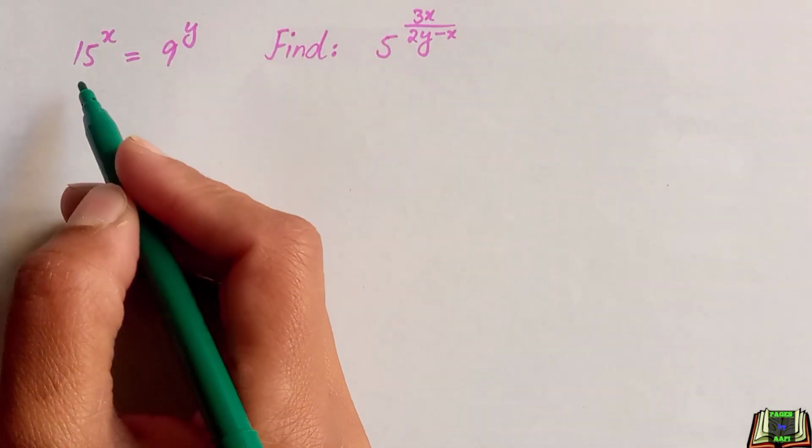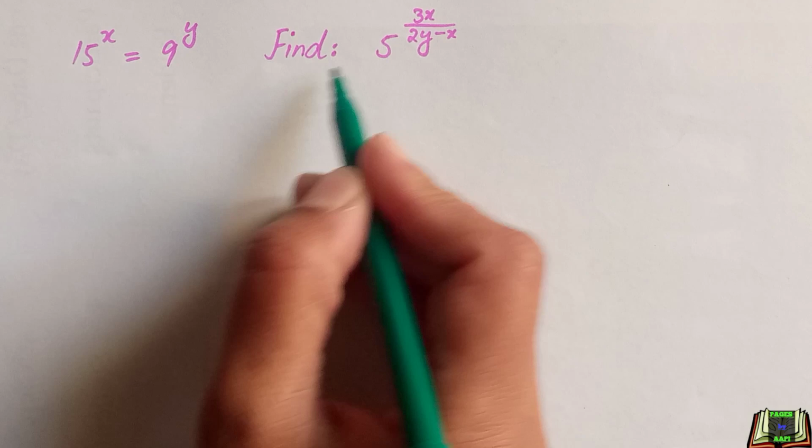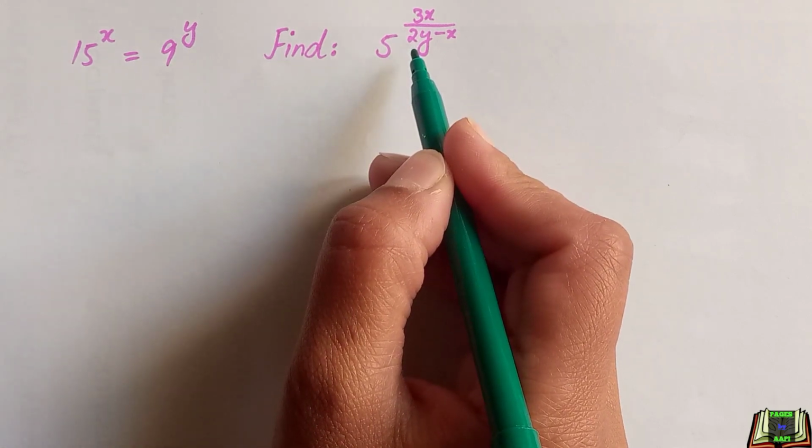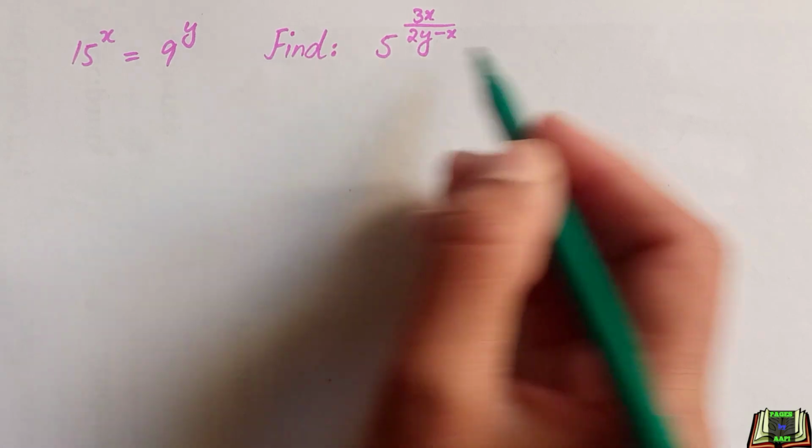If 15 raised to power x is equal to 9 raised to power y, then we have to find the value of 5 raised to power 3x divided by 2y minus x. And x and y are real numbers.